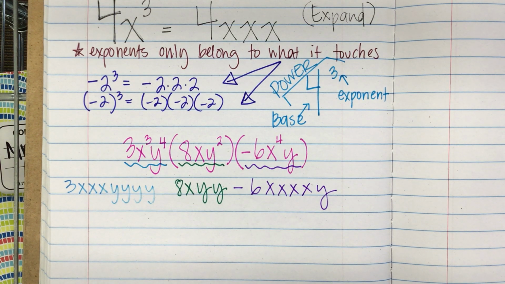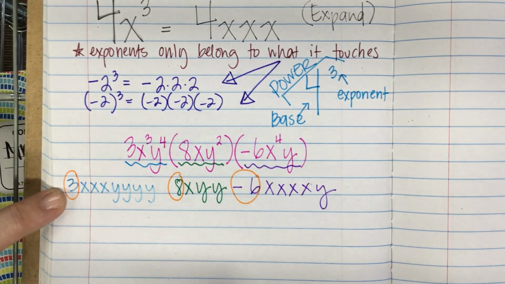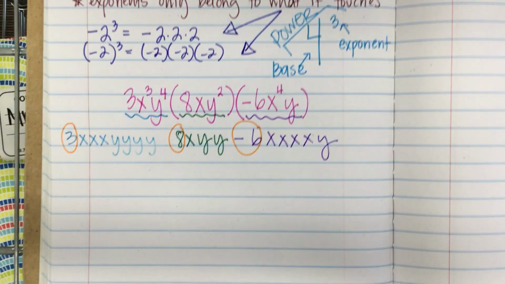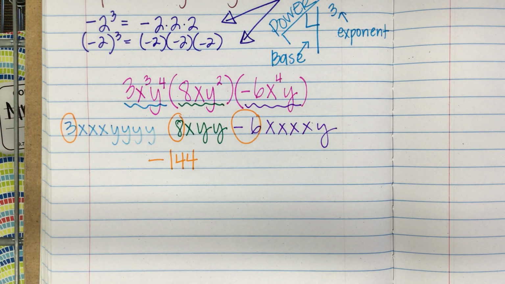I took each power and I expanded it, right? I took the first power and I expanded it, wrote it without variables. Second power and expanded it, wrote it without variables. And the third power and expanded it and wrote it without variables. And then once you write it without variables, you can rewrite it with variables. Because I know I can do 3 times 8 times negative 6. Negative 144.